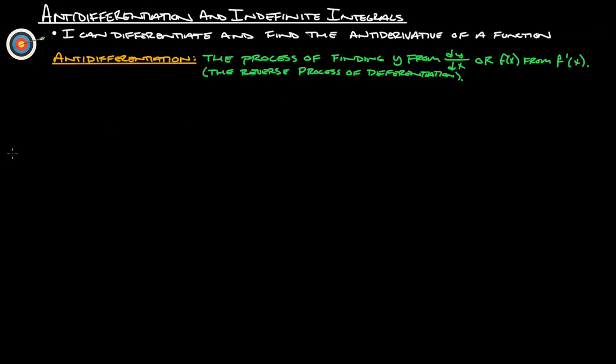I'm going to take you through the notes on antidifferentiation and indefinite integrals. At the end of this, you should be able to say, I can differentiate and find the antiderivative of a function. So antidifferentiation, a big word. It's the process of finding y from dy over dx, or f of x from f prime of x. So it's the reverse process of differentiation.